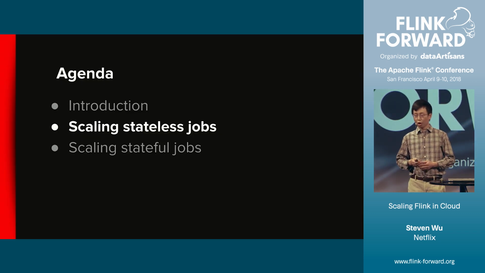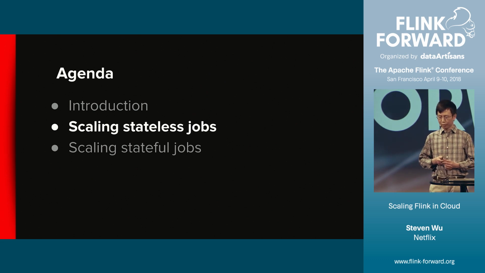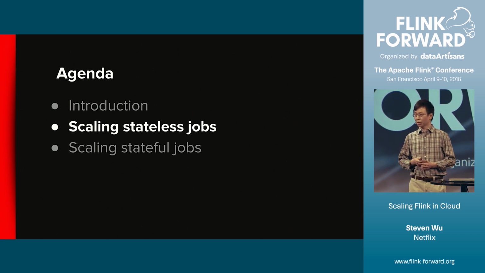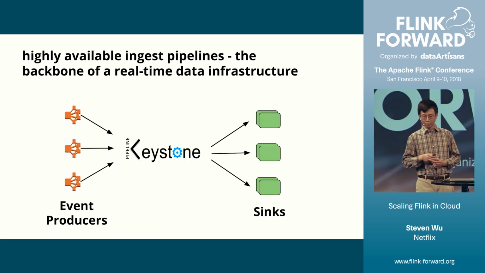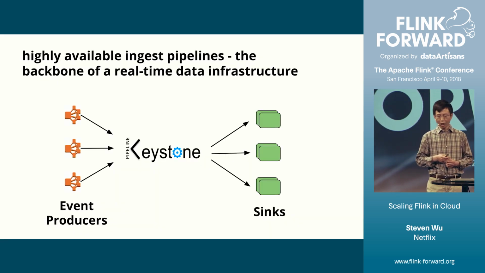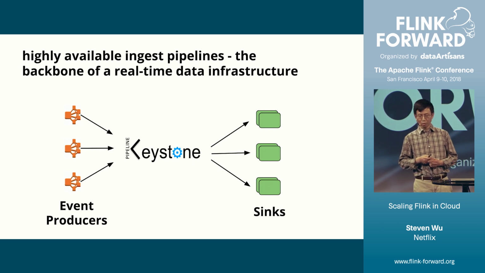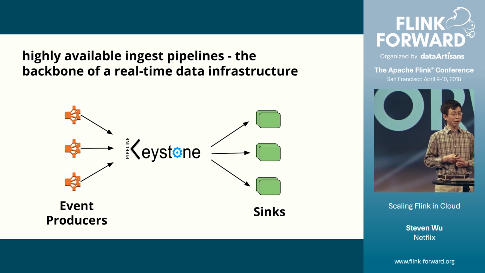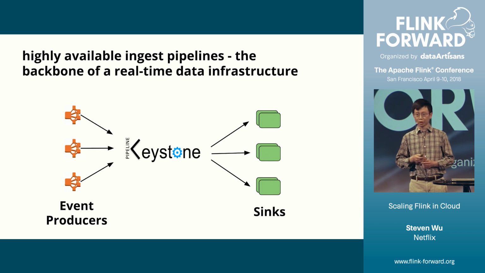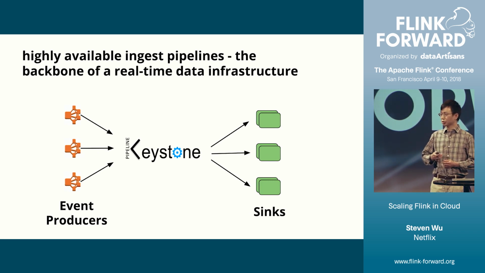Now let's talk about how we scale a stateless job. Again, we're talking about this in the context of the routing job for our Keystone data pipeline. At a very high level, our Keystone data pipeline is responsible for moving data from producers to data sinks, where people can consume that data.